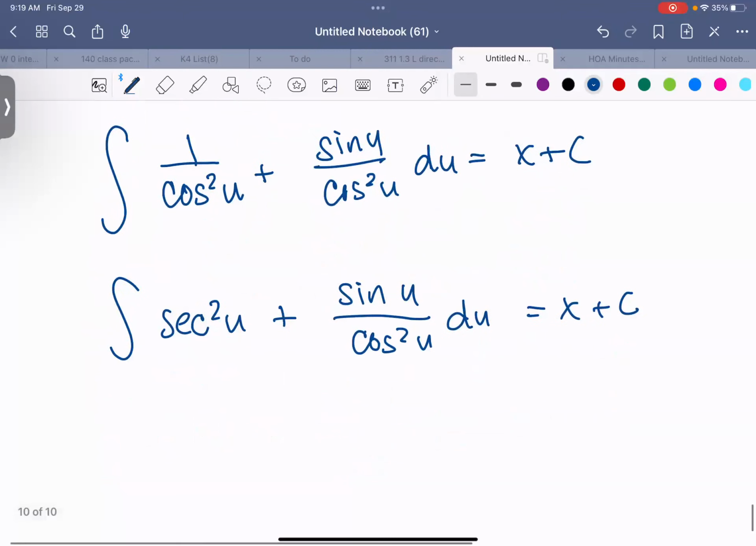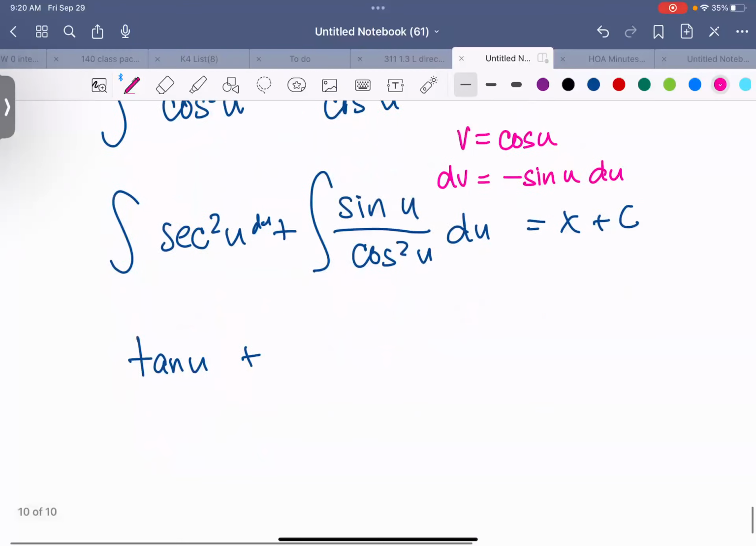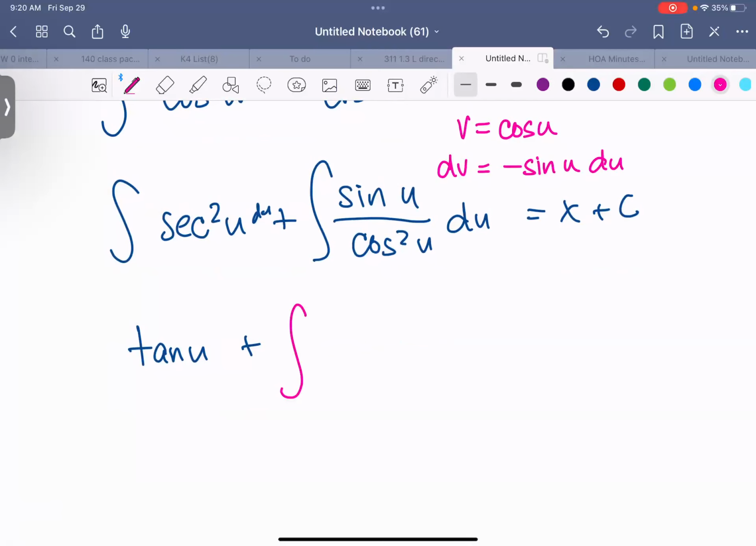Antiderivative of secant squared is tangent, so this one's tangent u. Now I've got to integrate. Let me distribute my integration here. What do I do with that second one? Now we're going to use sub, but we're already using u, so let's use v. Let v be cosine of u. Then dv is negative sine u du. And so that will become the integral of negative dv over v squared.